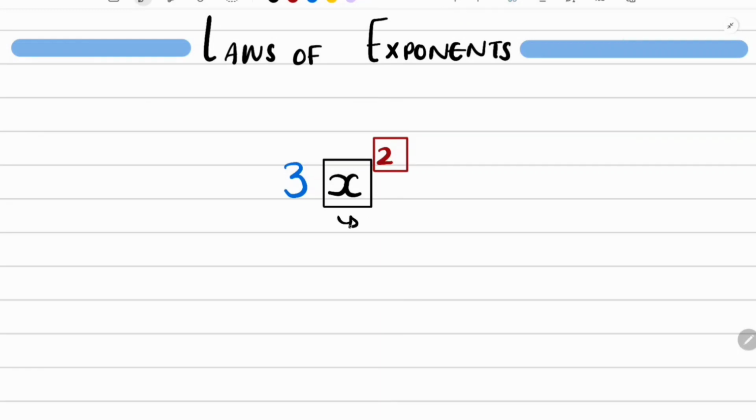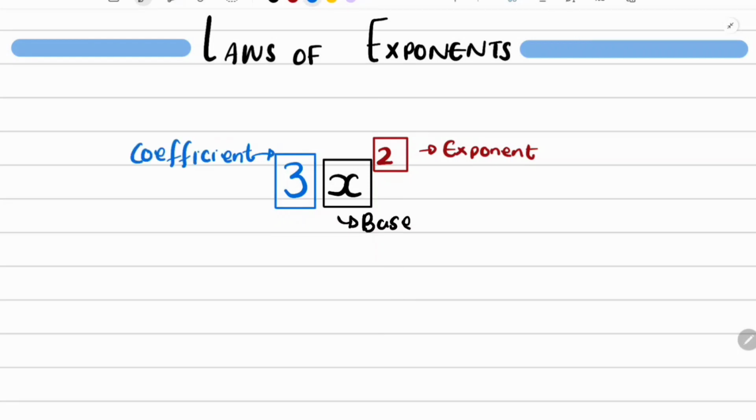Okay, so this is our base, because it's carrying the exponent, and this is the 2, because it is on top of the base. And then what about this number over here, 3? Now, the 3 is what we call a coefficient. And the coefficient is just the number that is in front of the variable, the number that is really being multiplied to the variable. Okay, let's get started on the examples.